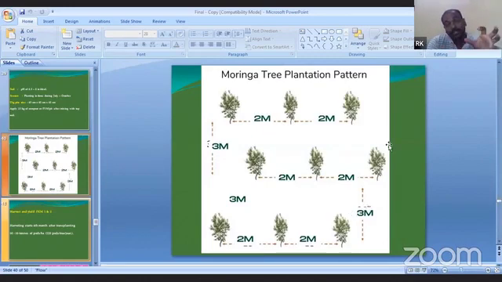You see this picture. So this is the ideal planting design. The line is 2 meter into 2 meter. Between rows, the distance is 3 meter, and between these two plants the distance is 2 meter.